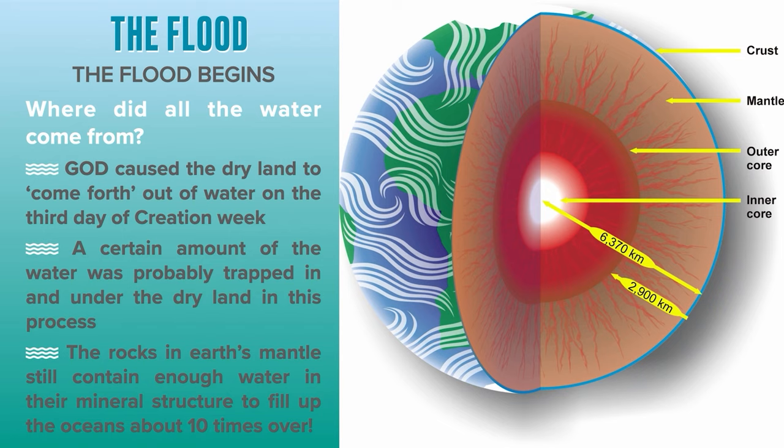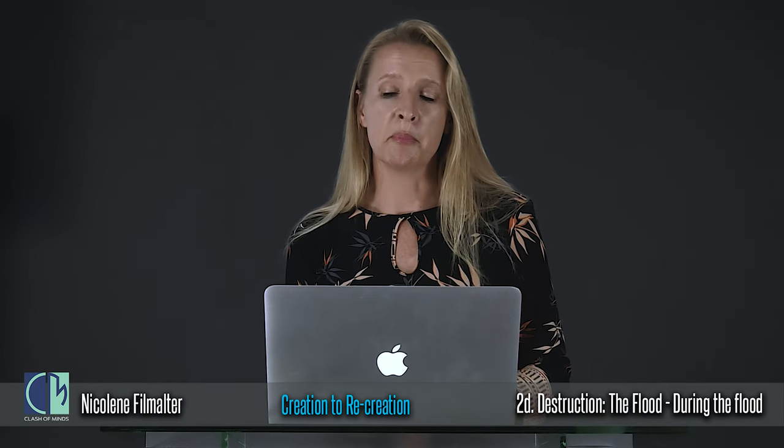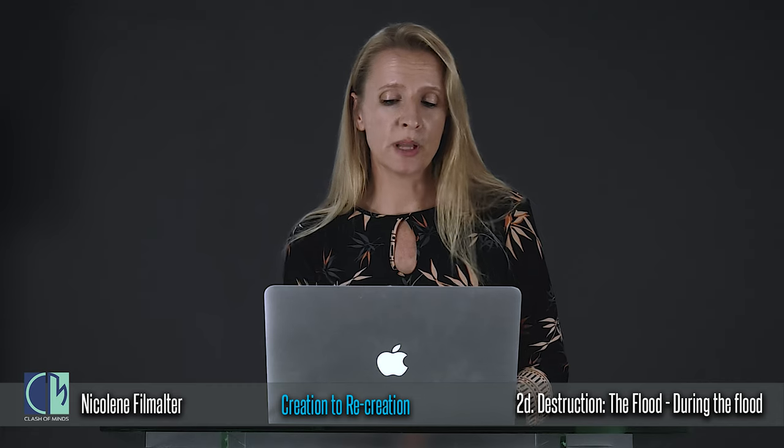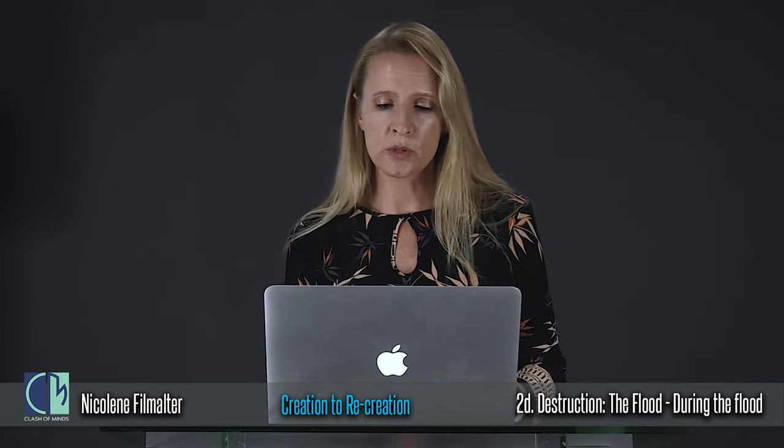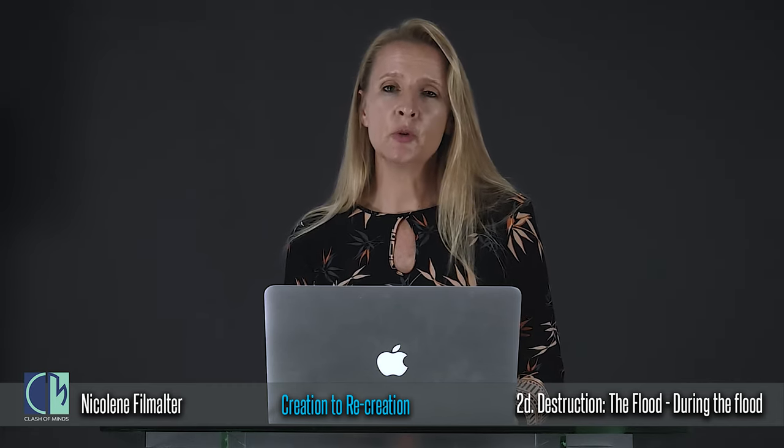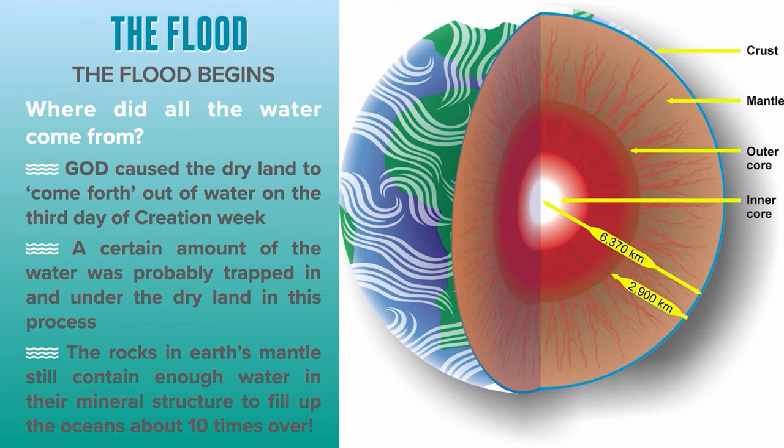In fact, geologists have calculated that the rocks in Earth's mantle still contain enough water in their mineral structure to fill up the oceans 10 times over. This image shows you where the mantle is located. So if the ocean was a giant bathtub and you pulled out the plug so that all the water in the ocean drained out, you would be able to fill up the ocean basins 10 times over with the water still present in the mantle.